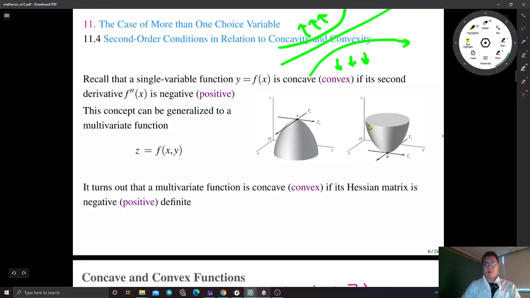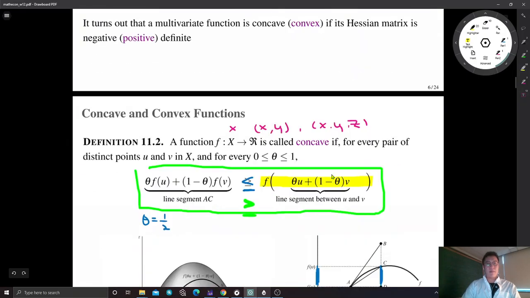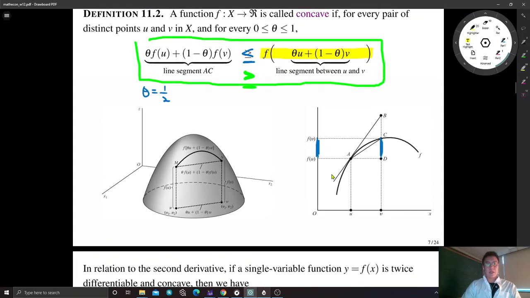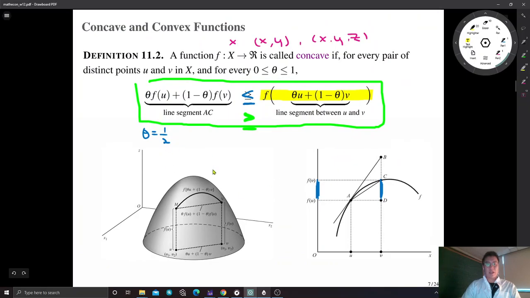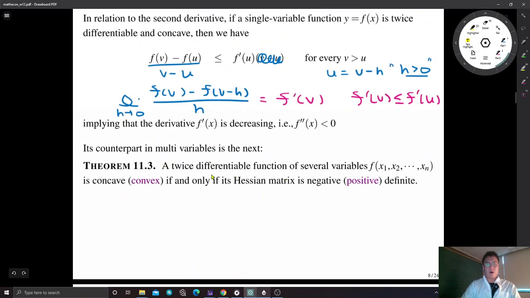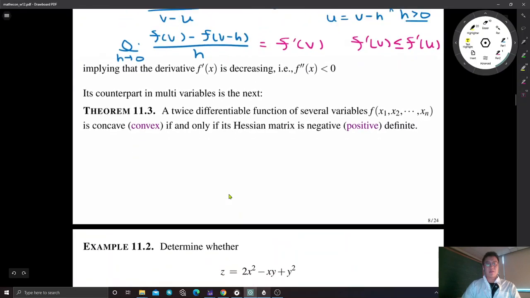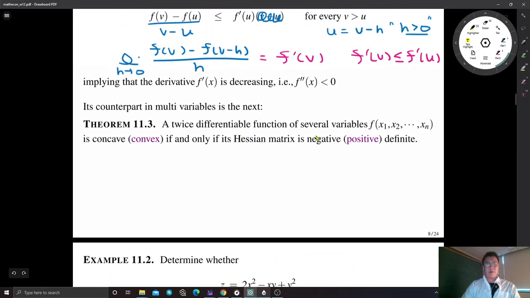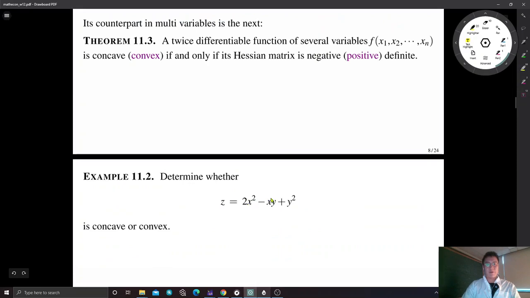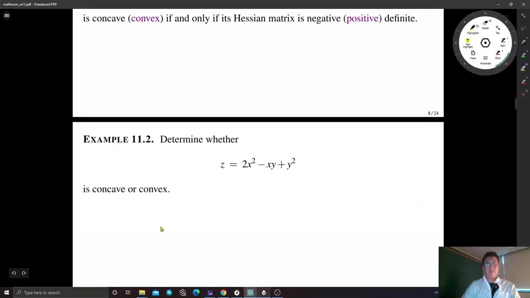So negative definite, and in this convex function, the Hessian matrix is going to be positive definite. All right. So here is a formal definition of concavity, and there is one simple criterion that tells us whether a given function is concave or convex. So now we are going to use this criterion to determine whether the following function is concave or convex.